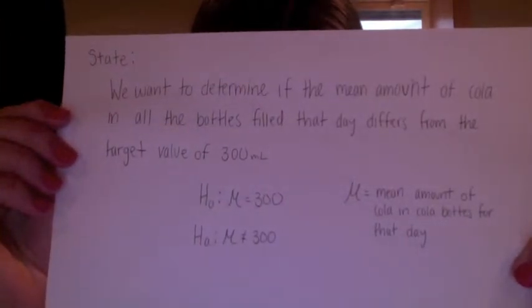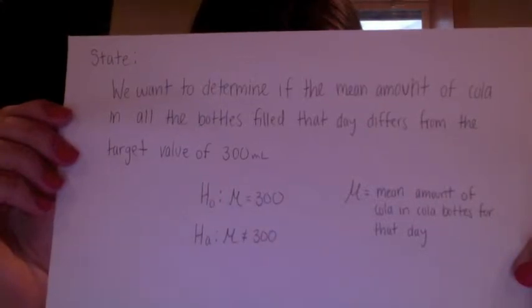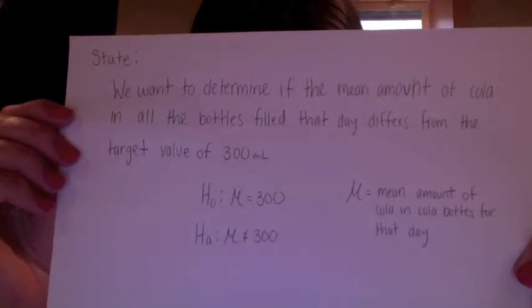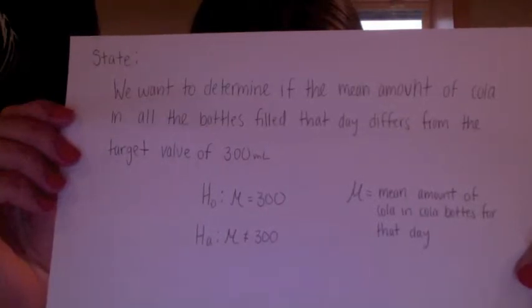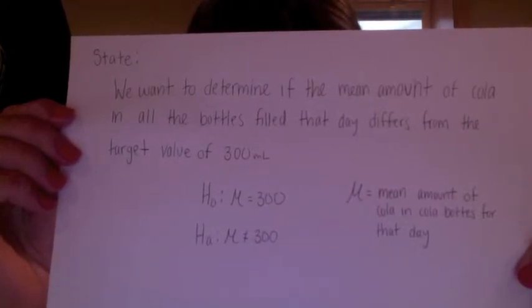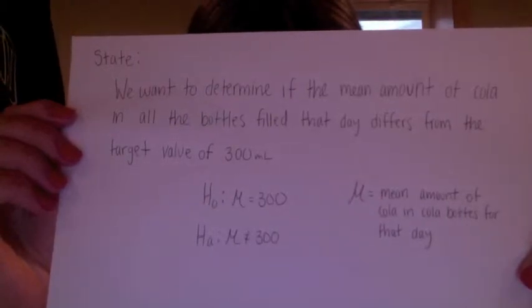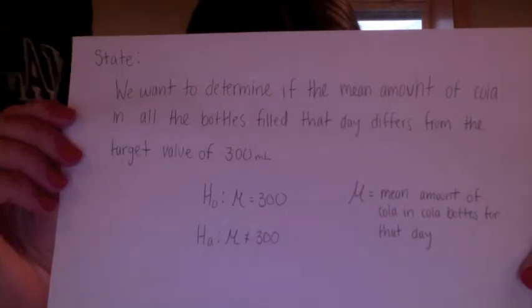For our particular problem, we want to find if the mean amount of cola in all bottles that day differs from the target value of 300 milliliters. Not is greater than or less than 300 milliliters. So that is where we get our alternate hypothesis of mu is not equal to 300. The last part of the state is to define any variables that were used. For our specific problem, we define the symbol mu as the mean amount of cola in cola bottles filled that specific day.